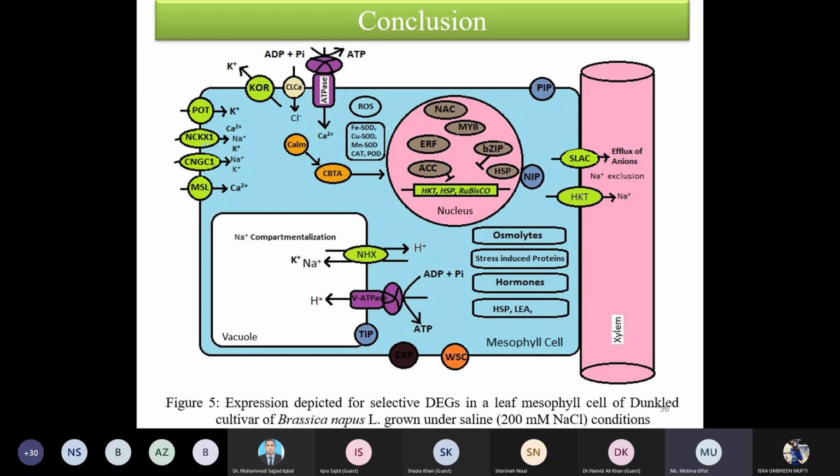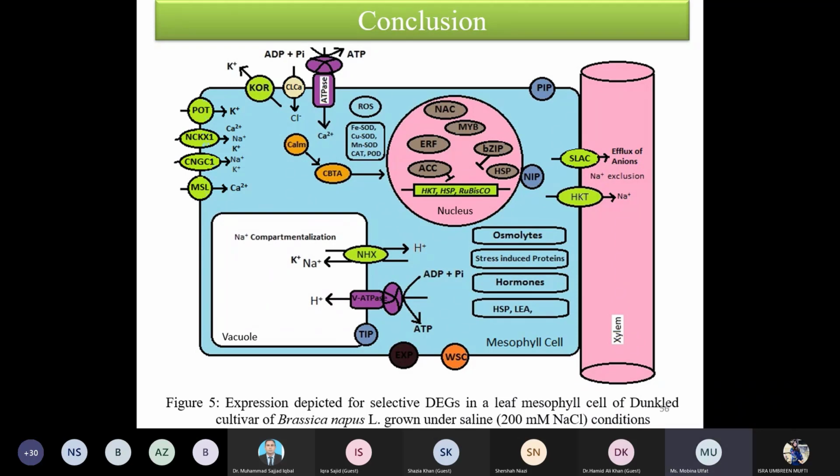And all these osmolytes, hormones, stress-induced proteins, heat shock proteins, LEA proteins have definite roles, which help maintain osmotic balance and balance in the activities of different enzymes in the cytoplasm. In the nucleus, these transcription factors regulate the synthesis of different types of proteins required to perform vital activities in the cell under this saline environment. And signal transduction is triggered by the MAPKs and associated proteins, and reactive oxygen species are quenched by SODs as mentioned here.